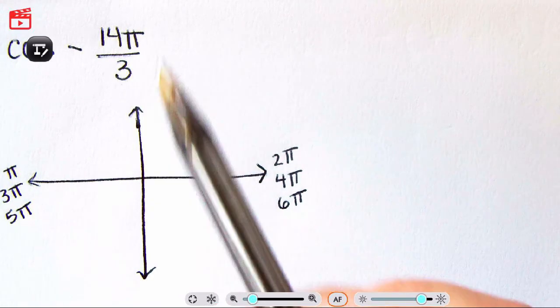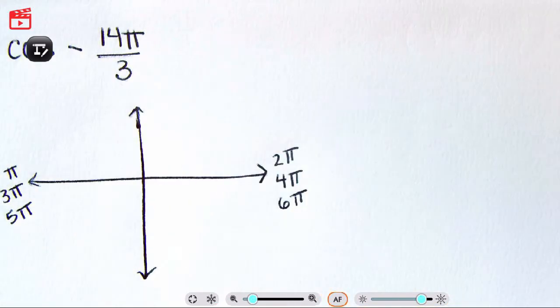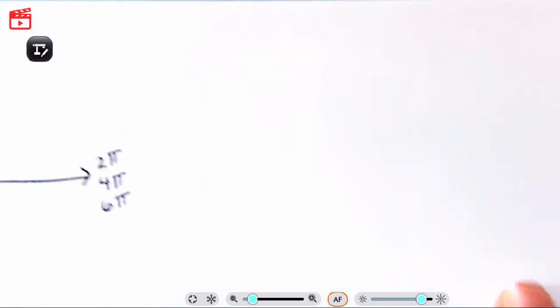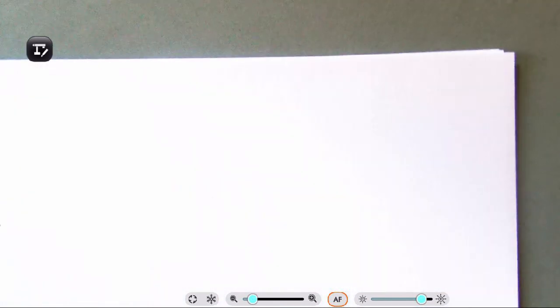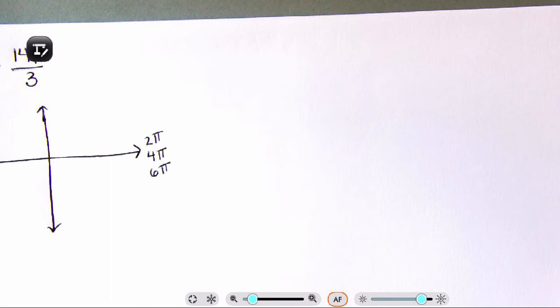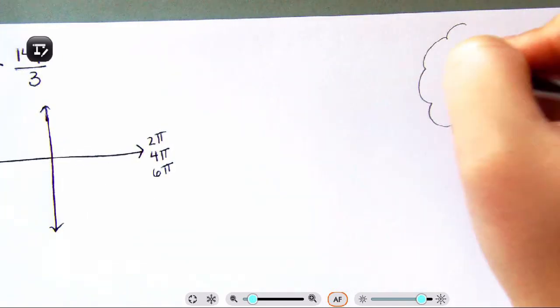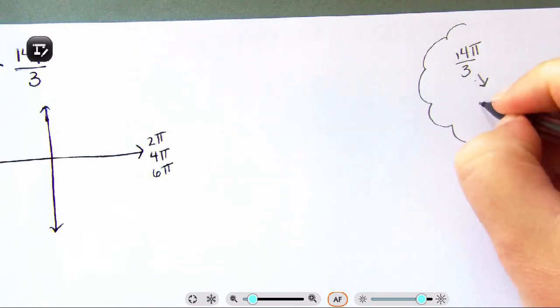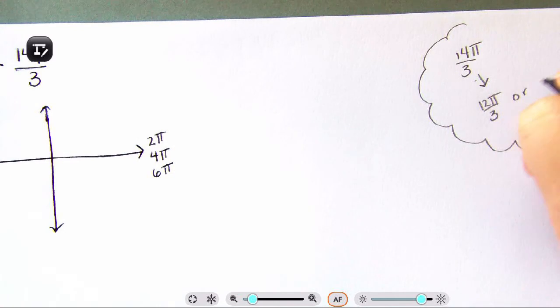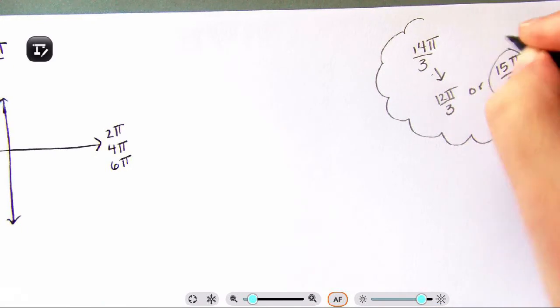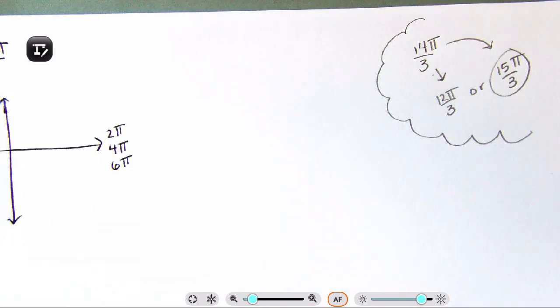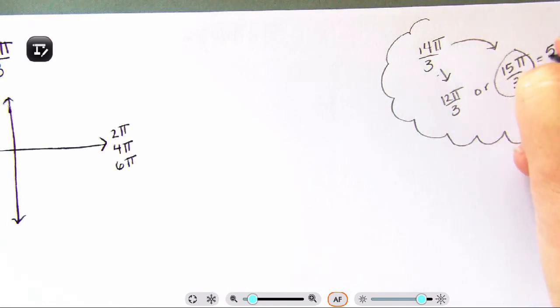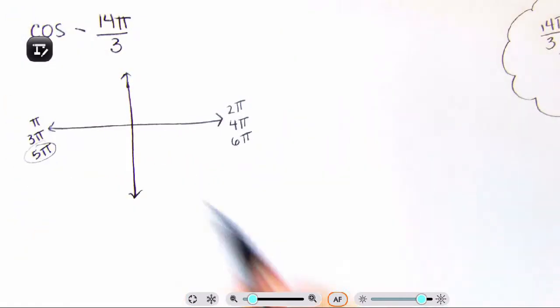I know I have a 3 in my denominator, so I'm thinking fractions. So I'm going to put in a thinking bubble here. Let me shift this off to the side so that it can be a thinking bubble. Let me zoom this out just a little bit. Thinking bubble. So I'm thinking 14 pi thirds is really close to either 12 pi thirds or 15 pi thirds. Which one is closer? I want to say that this one's closer, but we're going to overshoot, and that's okay. So 15 pi thirds would be 5 pi. So we're going to be super close to our 5 pi.